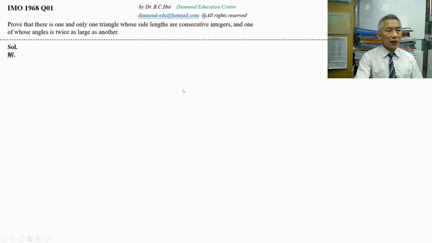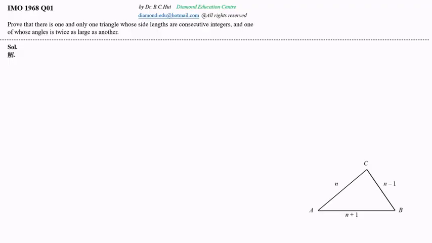This is IMO 1968, question number 1. The question wants us to prove that there's one and only one triangle whose three sides are consecutive integers, and one of those angles is twice as large as another one. So the three sides of this triangle should be n minus 1, n, and n plus 1, where n is an integer.